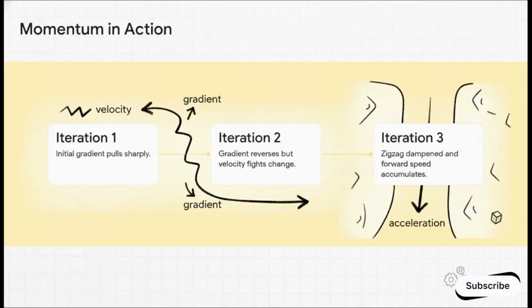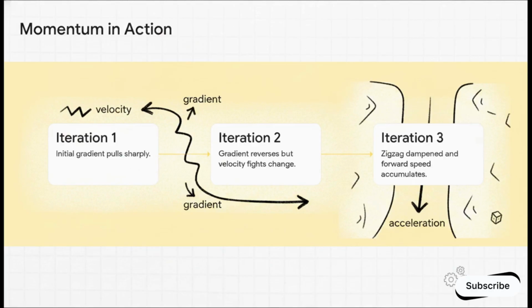Now visualize that velocity arrow in action over 3 iterations. On step 1, the initial gradient pulls sharply and a small velocity arrow starts growing out of your weight vector. But watch what happens in iteration 2 when the gradient violently reverses direction because we hit the ravine wall. That velocity arrow has grown long. Because of its sheer length, its momentum, it fiercely fights that sudden change in direction.